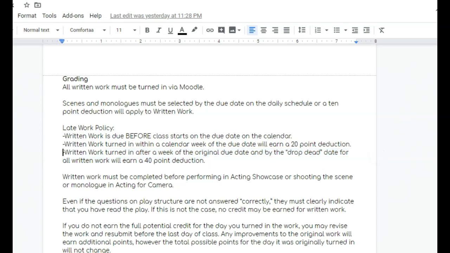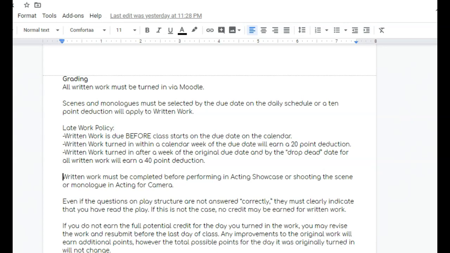So I have been known to give a few extra points for written work, even if it's late. If it's exceptionally well done, you can earn some extra points. No, you're not going to get an A if you turn it in late. It's not the way the world works. But it is still well worth your while to do it.